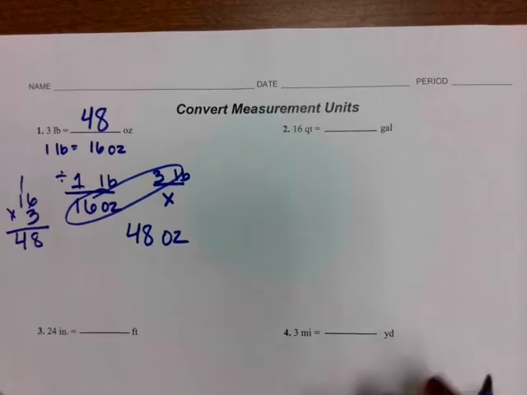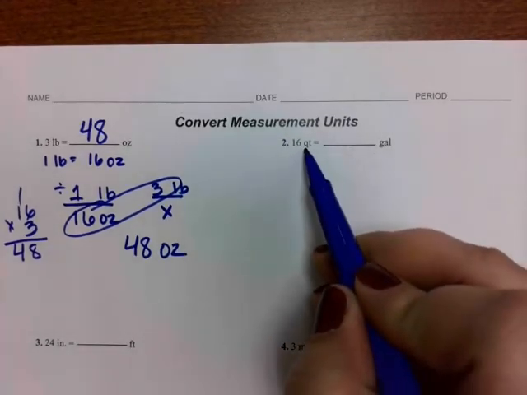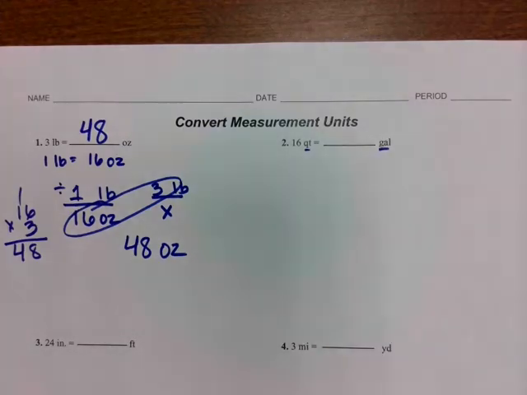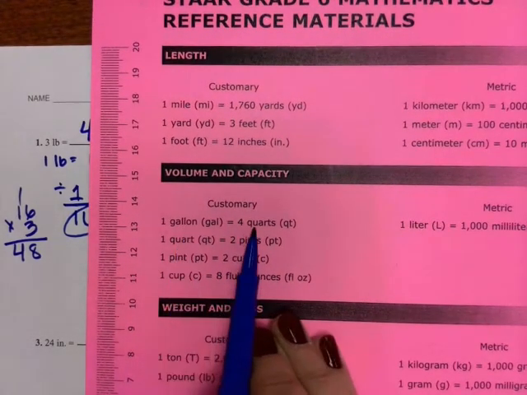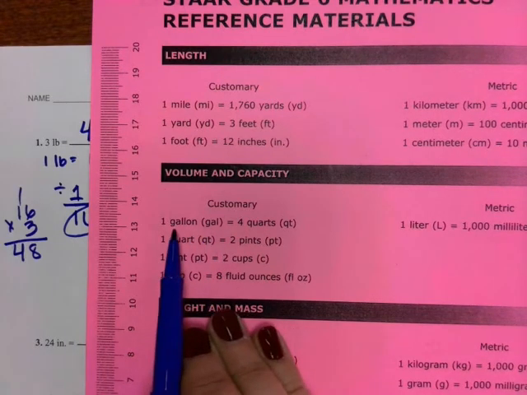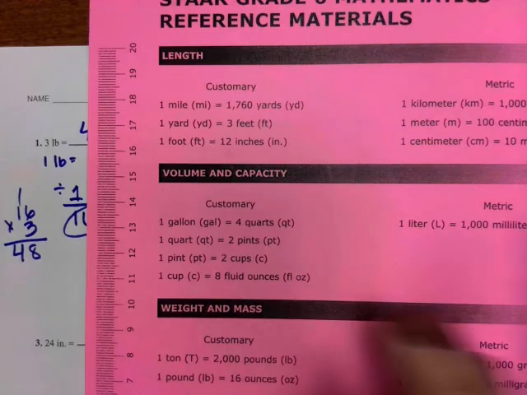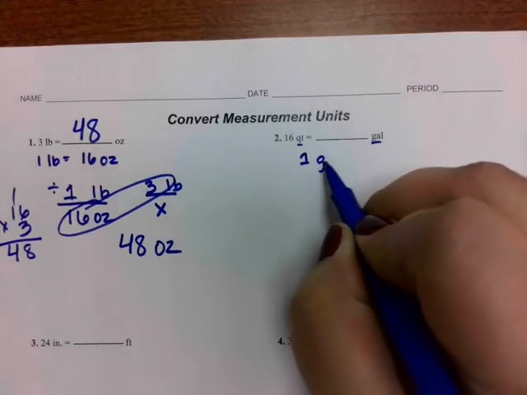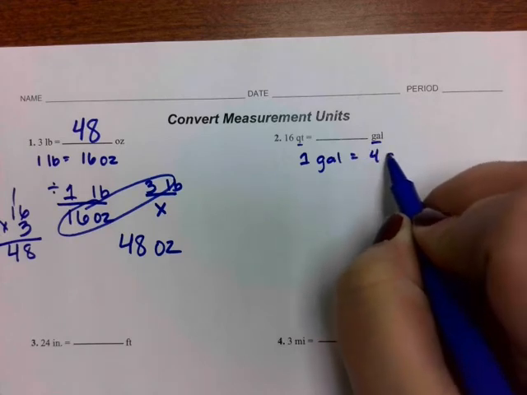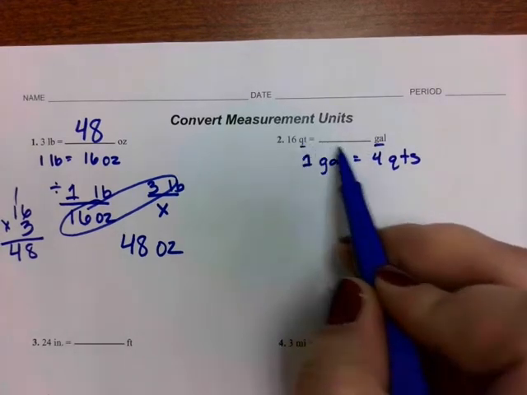All right, let's look at number 2. This one has 16 quarts equal blank gallons. So we're converting between quarts and gallons. So we go to our chart. We find gallons and quarts here. They have to be in the same ratio. So here is 1 gallon equals 4 quarts. I'm going to write that down. 1 gallon equals 4 quarts. It's okay that quarts was given to me first here and it was given to me second.